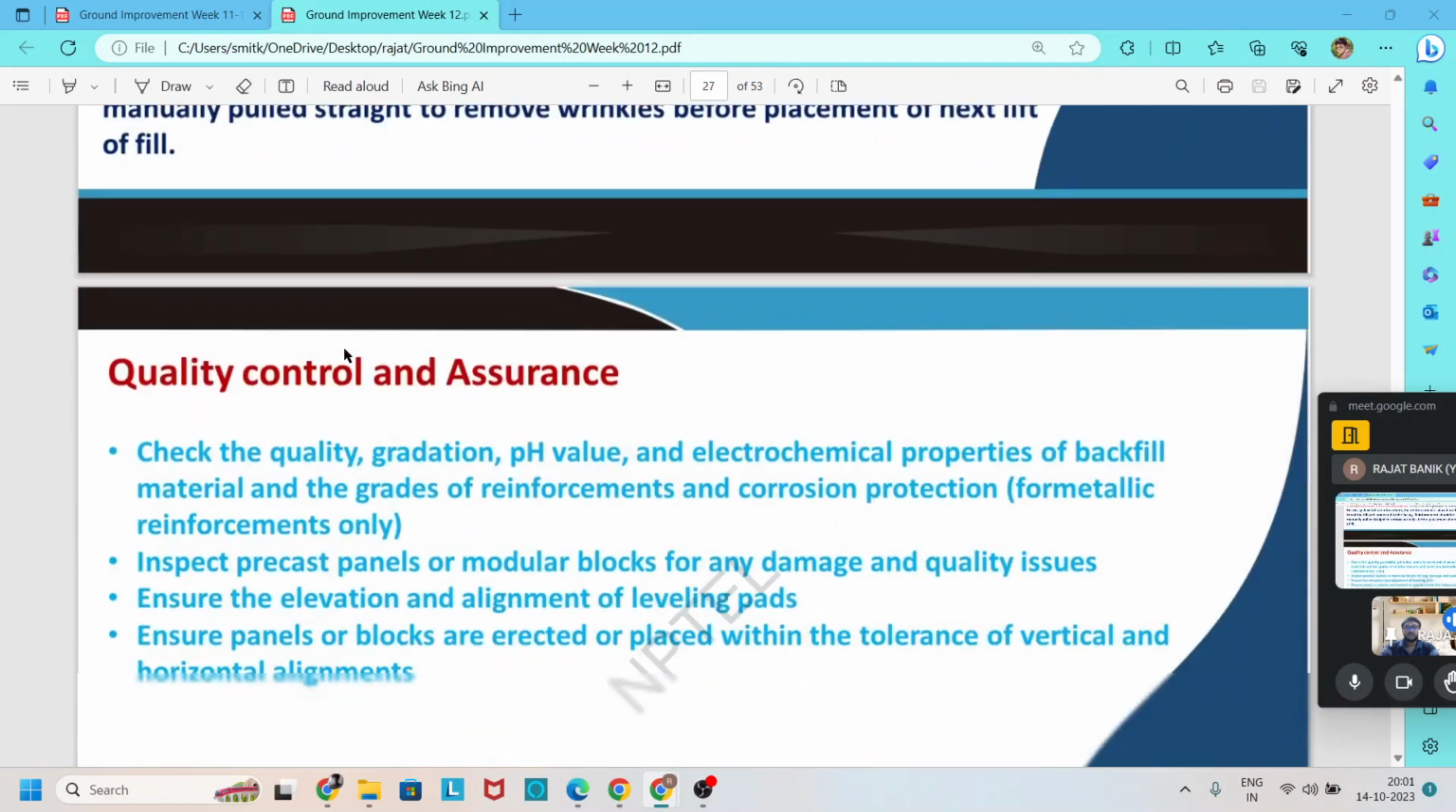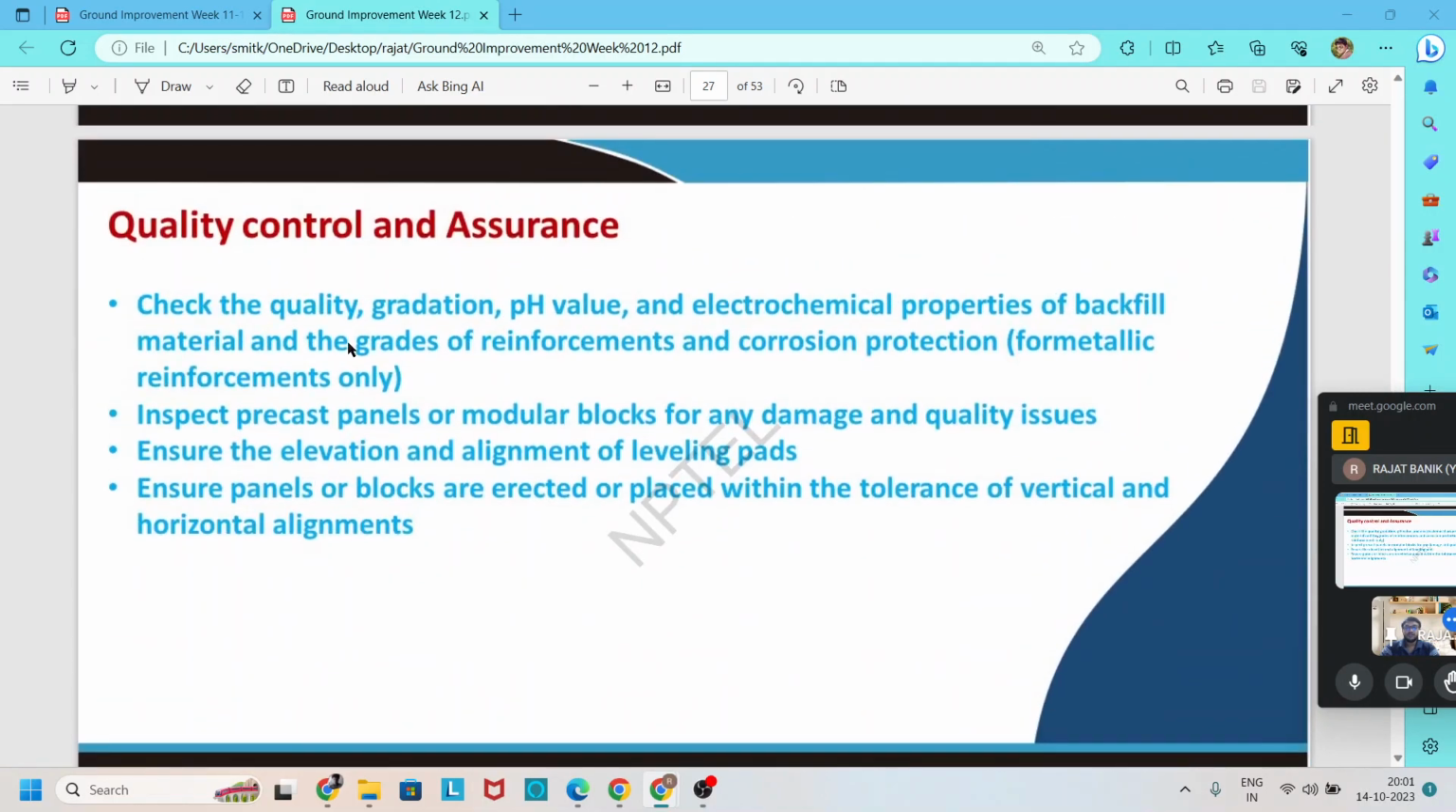So all the things we discuss. Then again, we discuss the form by any other ground technique. Also, we discuss these points. That means control and assurance. That means during the construction, at the field, we need to check or control the quality of the reinforcement.